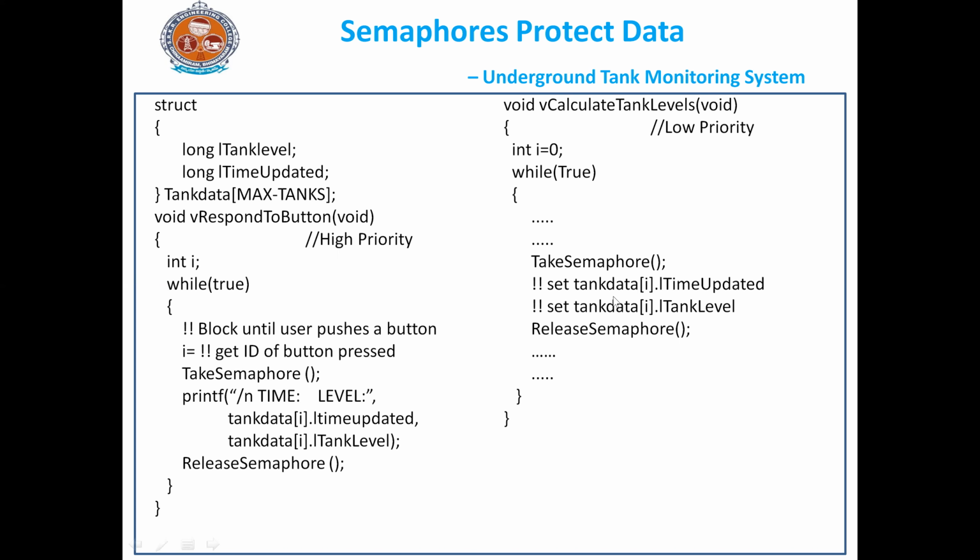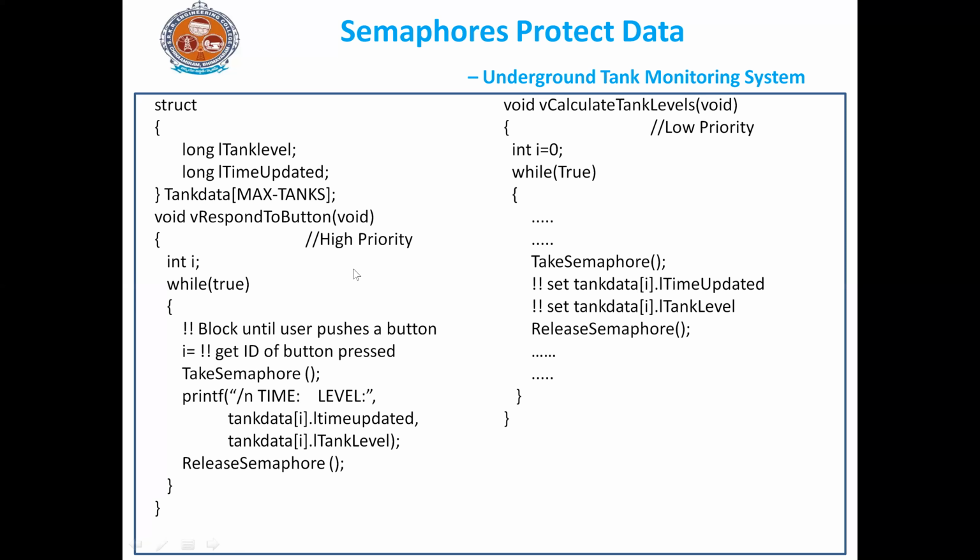The first task is calculating the tank level at some particular time. What the we respond to button task does is, once the user presses the button, it means the user wants to know the tank level at the current time. Because the user wants the tank level, this is given high priority. The other task will be continuously calculating the tank level, so that's why it is given the low priority.